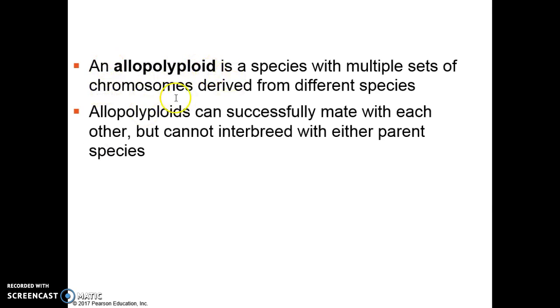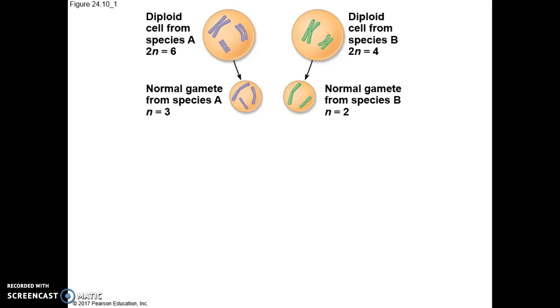Allopolyploid is the same thing, but it comes from different species. Obviously, that's going to be more rare because you need polyploidy in two plants. They can successfully mate with each other because they both have double the DNA, but they're not going to be able to interbreed with their parent species.